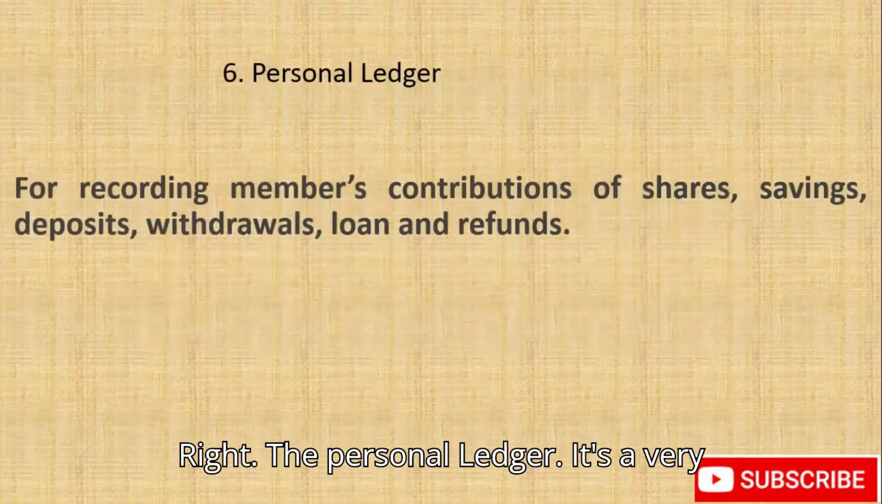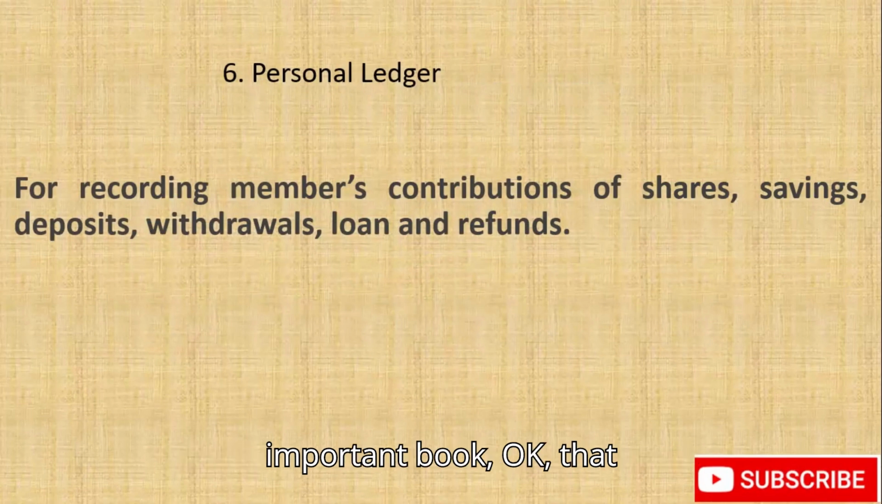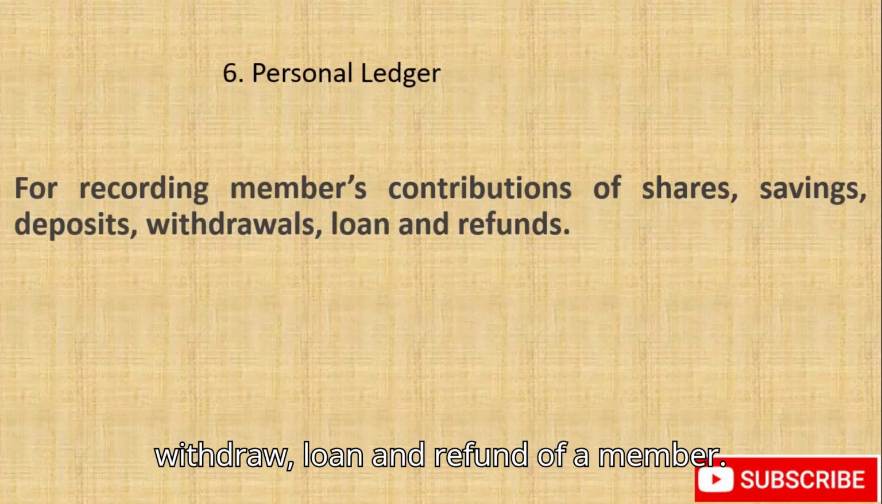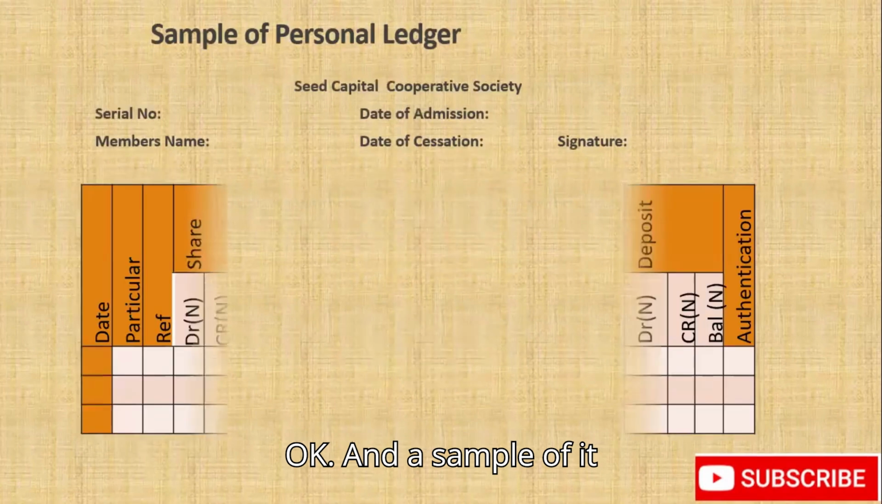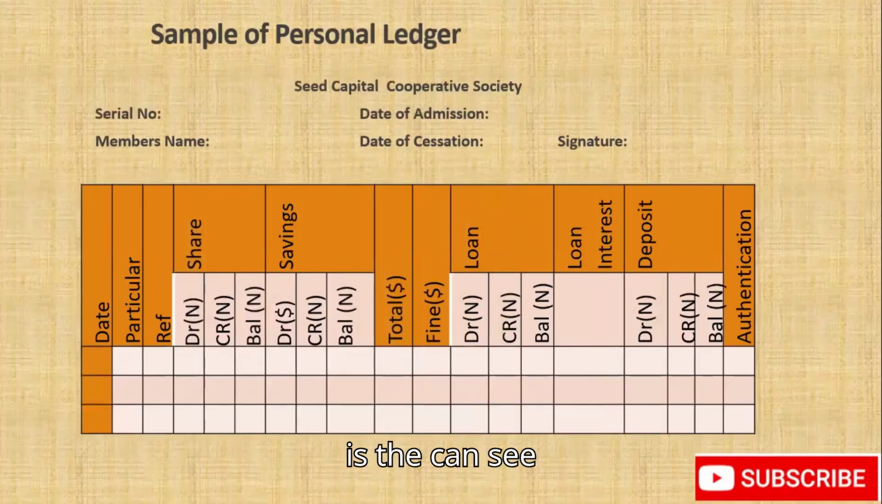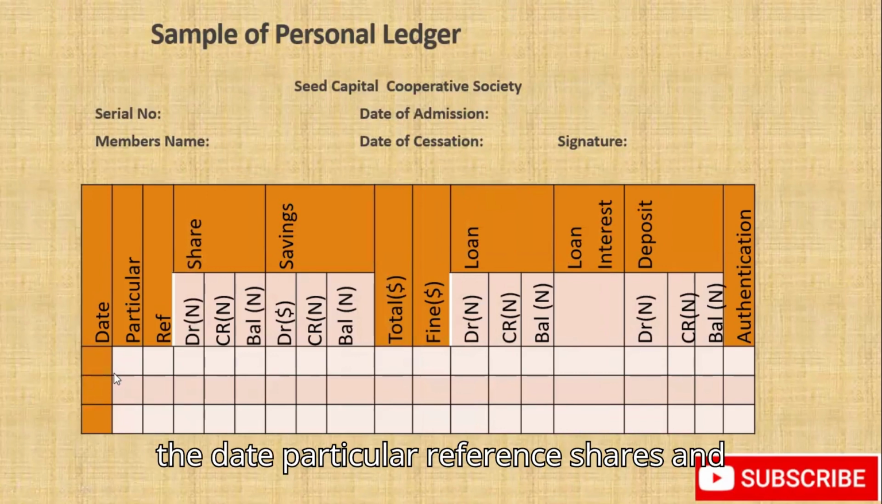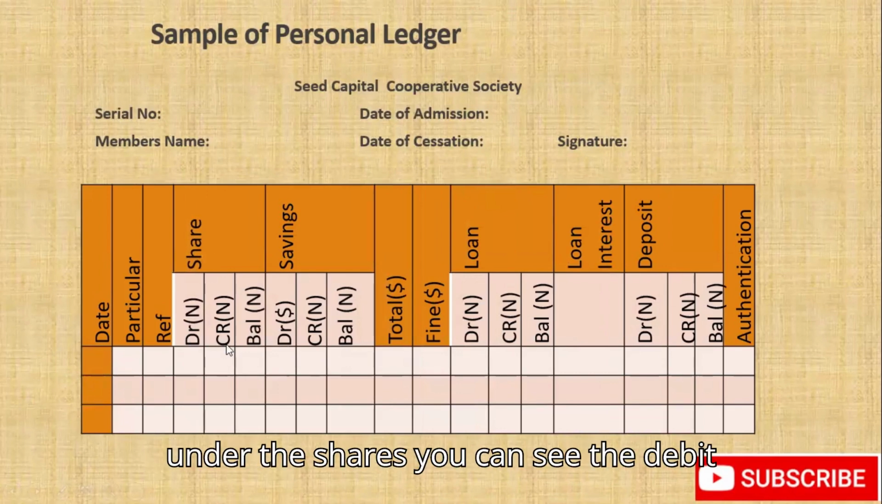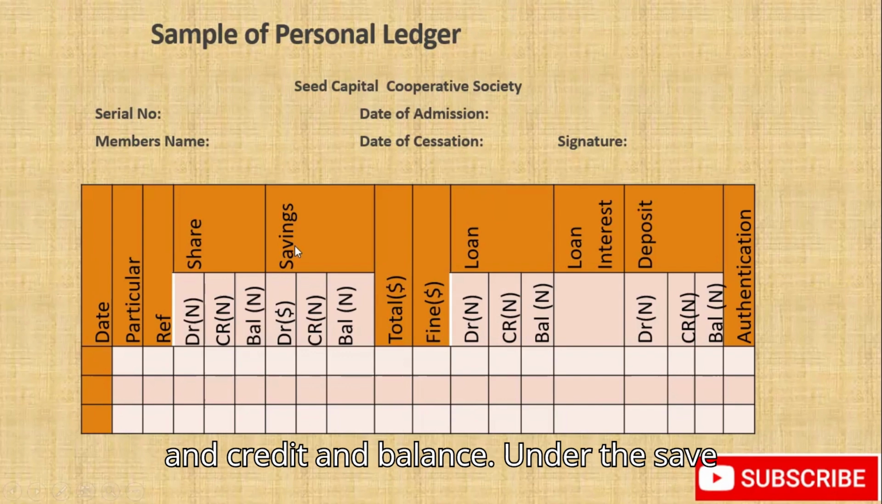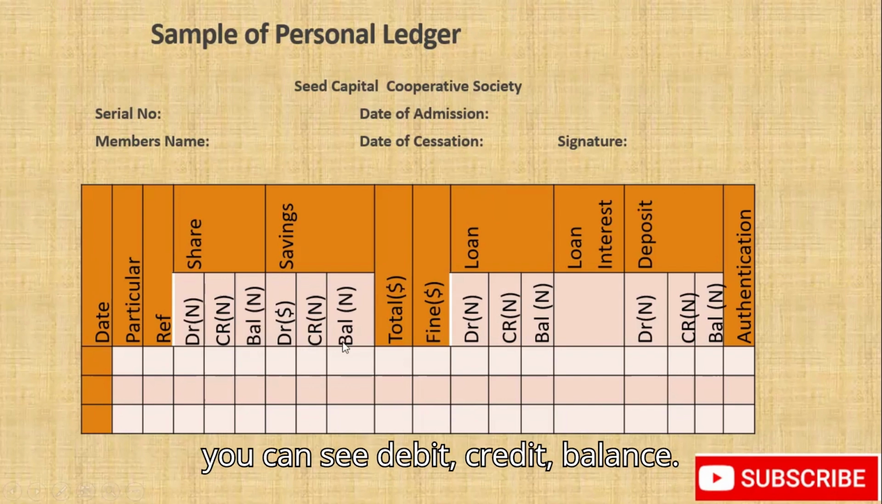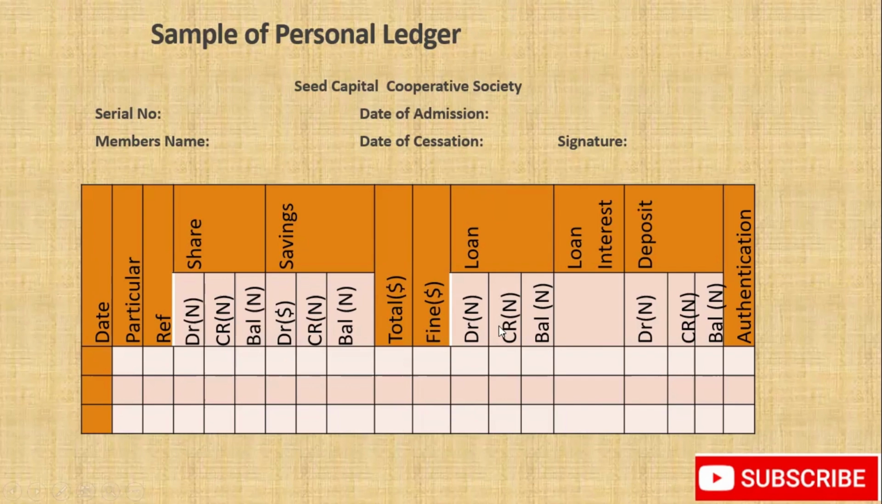The personal ledger is a very important book that shows the shares, savings, deposit, withdrawal, loan, and refund of a member. In a sample of it, you can see the date, particulars, reference, shares, and under the shares you can see the debit, credit, and balance. Under the savings you can see debit, credit, balance.